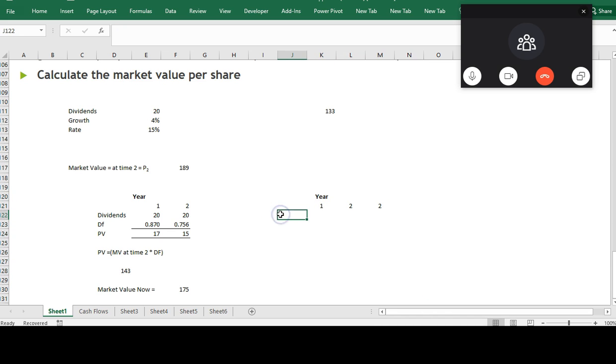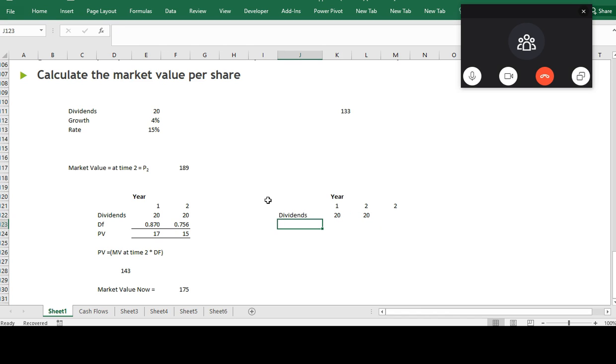So here we will look at the dividends. I don't want to call it just dividends, so we can put dividends like this. The 20 dividends that we are going to get at the end of the year, how much is it today?